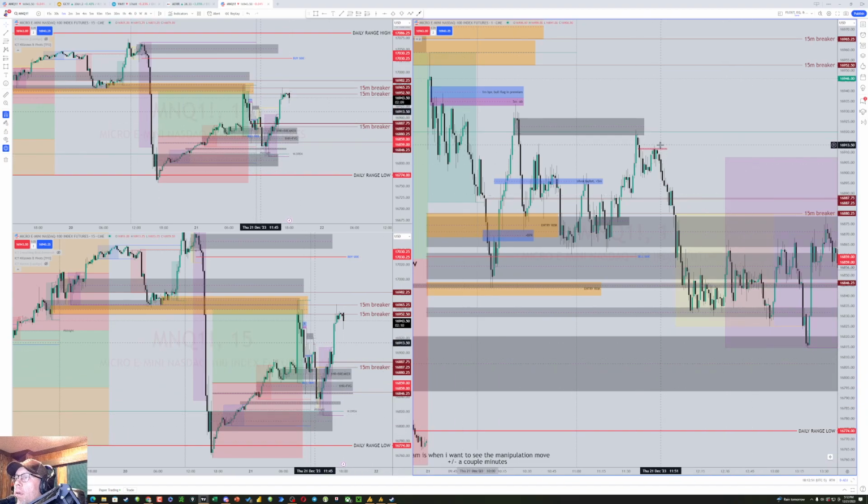So this would be an example of the bias shifting. Now you don't stand in the way. You don't take it as soon as it's there. You have to wait for it to react and leave a PD array that you can use to frame the risk. And that's how you would take that down.